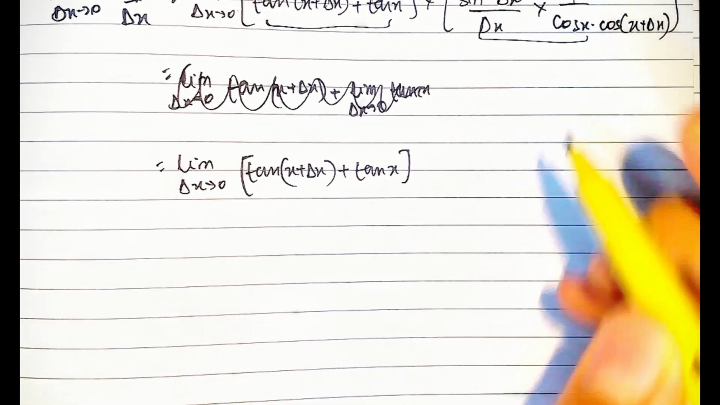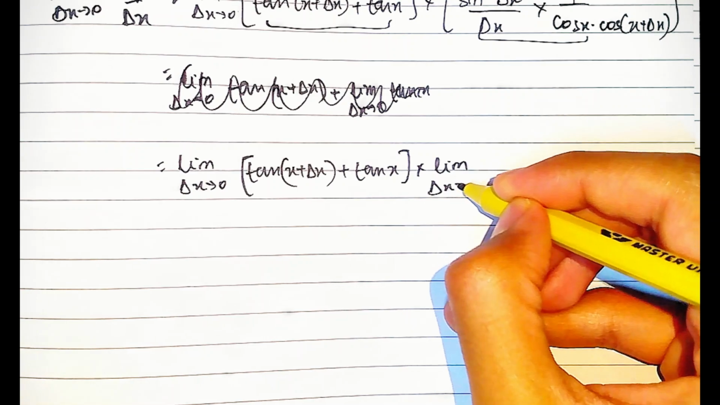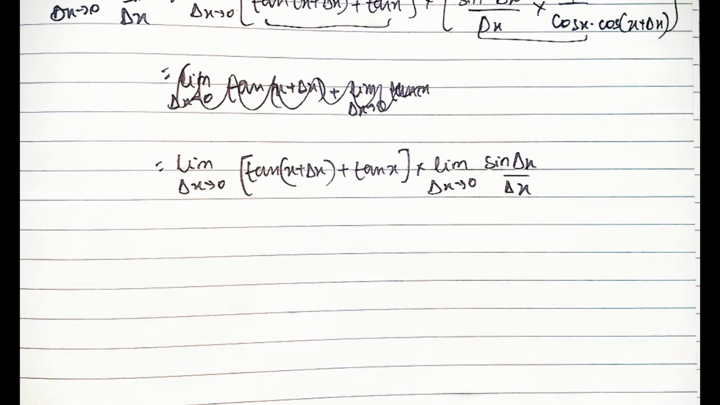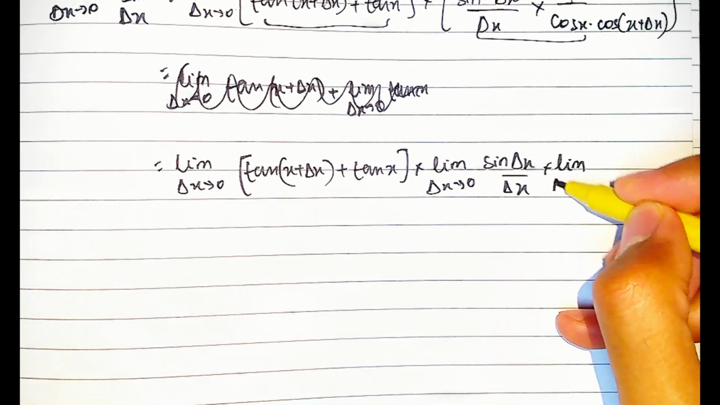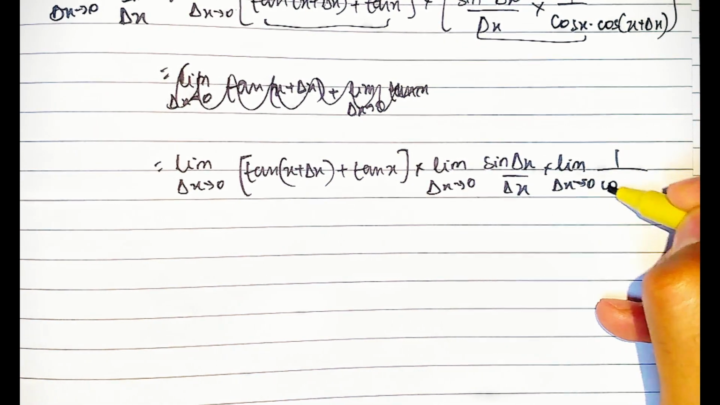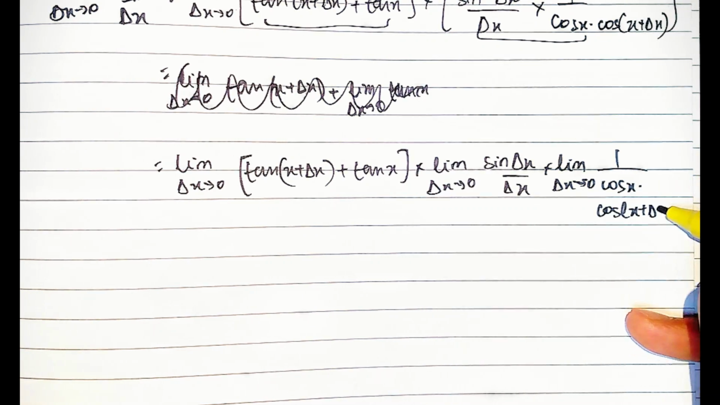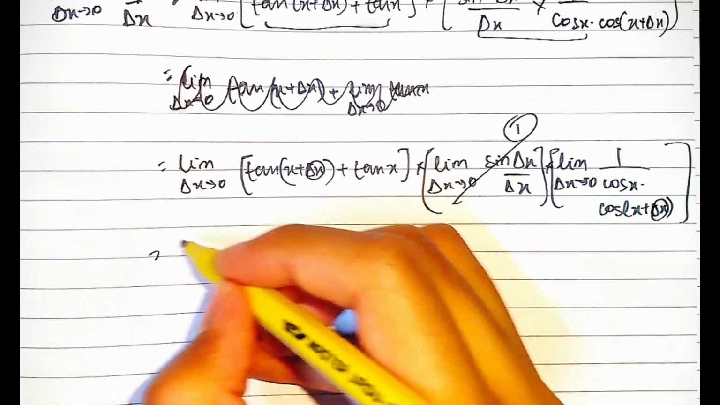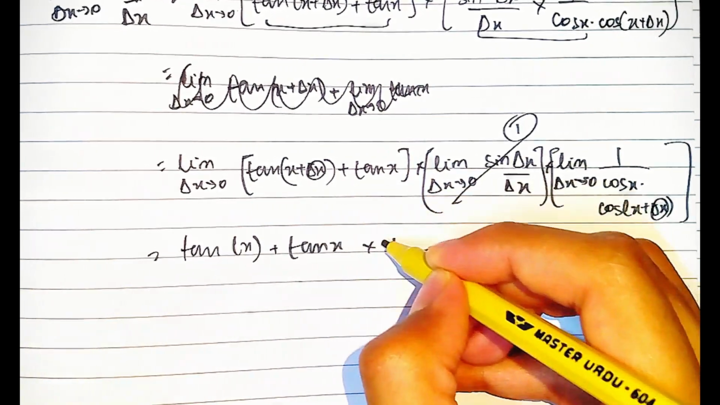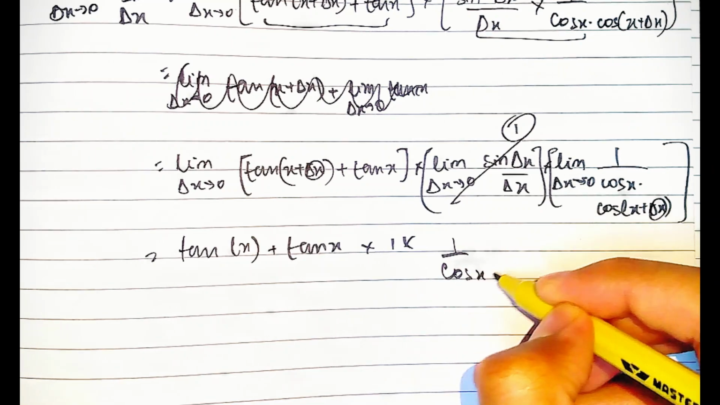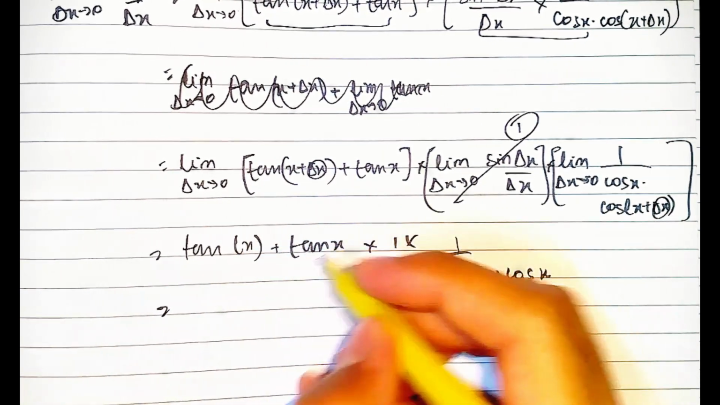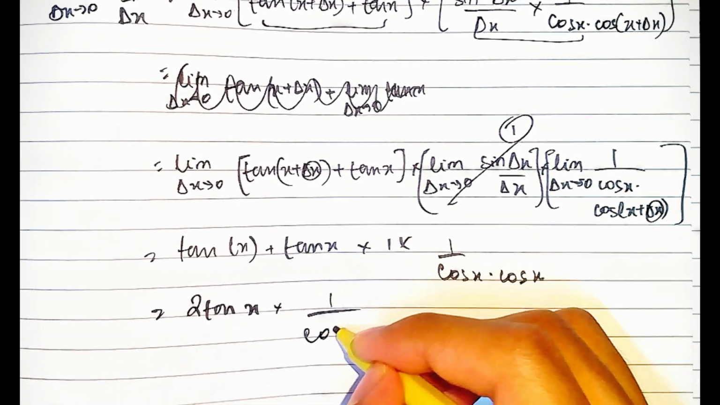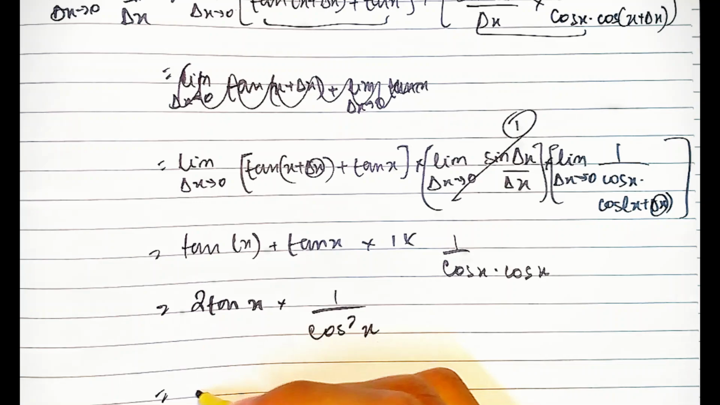Now this term is being multiplied, so I can write it as limit of delta x approaches 0, sine delta x divided by delta x, and again these terms are being multiplied, so I can also write limit of delta x approaches 0, 1 divided by cos x multiplied by cos(x plus delta x). Okay, this would be 0, and this would be 1, and this would be 0. So we have tangent, 1 divided by cos x dot cos x. This would be tan plus tan is 2 tan, 2 tan x multiplied by 1 divided by cos squared x, and this would be 2 tan x.